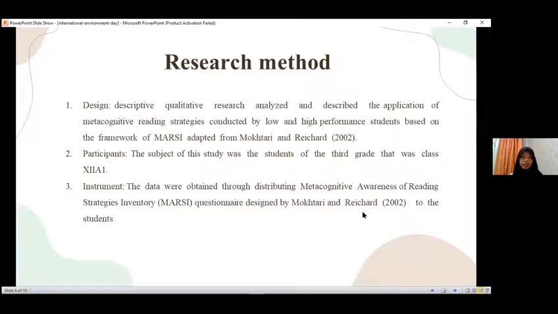D. Data analysis. The questionnaire consists of 30 statements which were translated to Bahasa Indonesia related to the types of metacognitive reading strategies, e.g., global reading strategies, problem-solving strategies, and support reading strategies. Each statement was accompanied by a 5-point Likert type scale. The data were then analyzed based on the scoring rubric of the Metacognitive Awareness of Reading Strategies Inventory, MARSI.